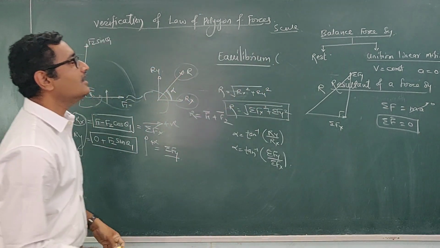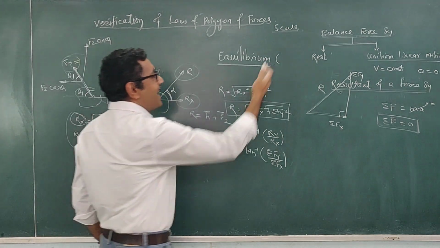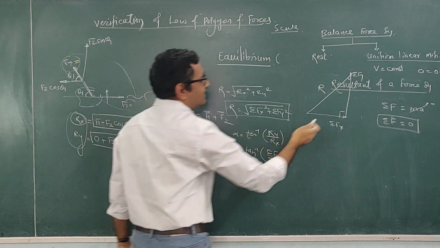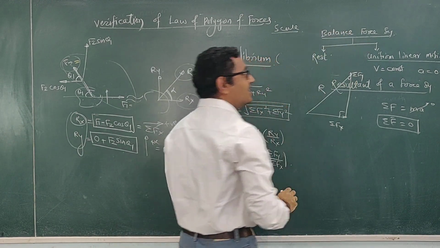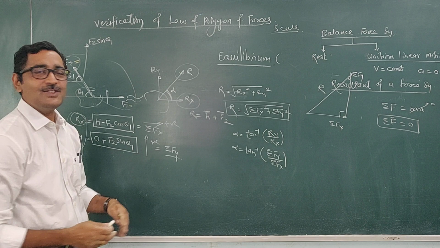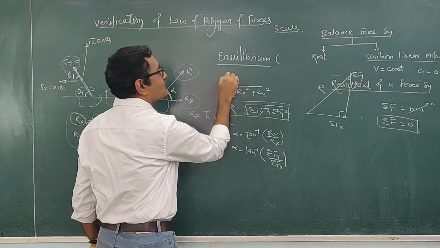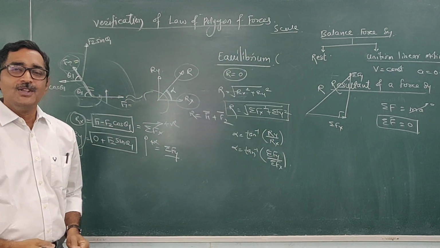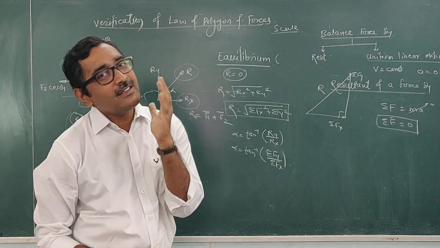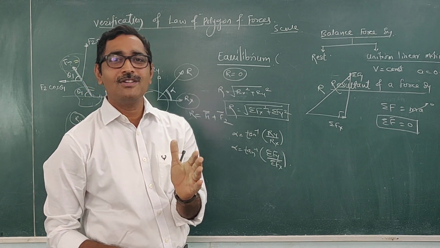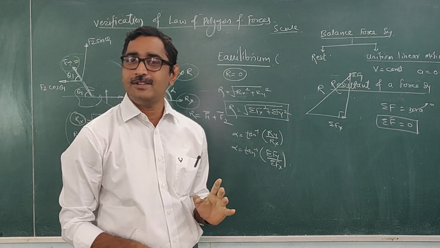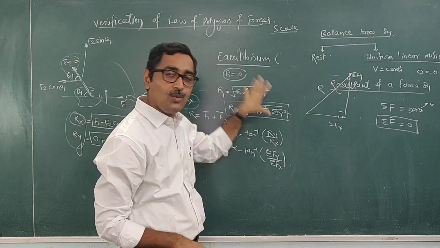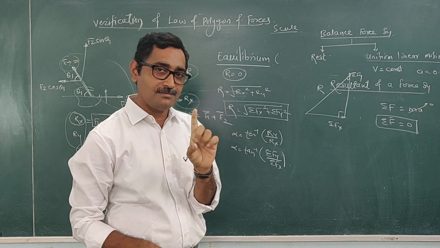When any force system is in equilibrium, there is no unbalanced force, and since there is no unbalanced force, for that particular force system the resultant force is equal to 0. For any particular force system, if the resultant force is 0, we can say that it is in equilibrium. I am talking only about the concurrent force system.